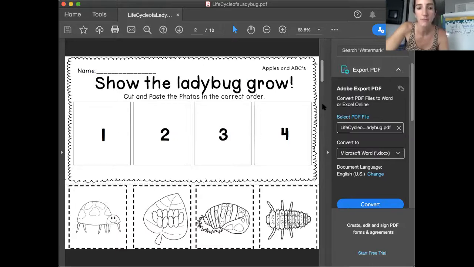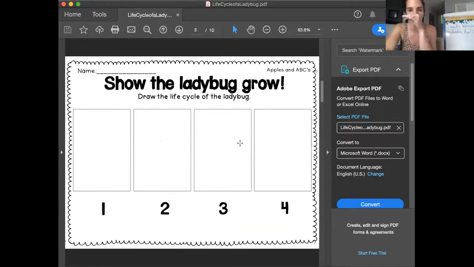Cut and paste the photos in the correct order. Now, if you don't have a printer, remember, you could draw it out. Some of you already showed me that you drew out the life cycle of the ladybug. So you start with the eggs, then it's a larva, and remember that larva is black. Then it becomes a pupa, and then it becomes an adult, which is what we know as the ladybug. Okay, here you could draw the life cycle if you prefer to draw it for my little artists.